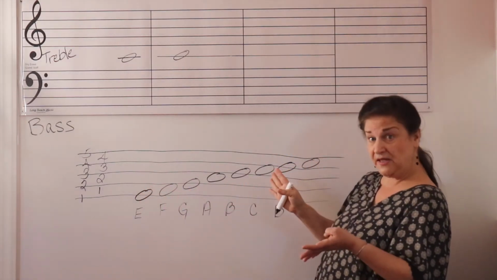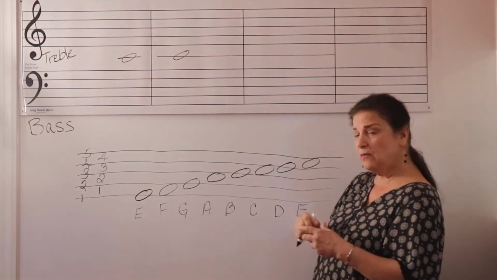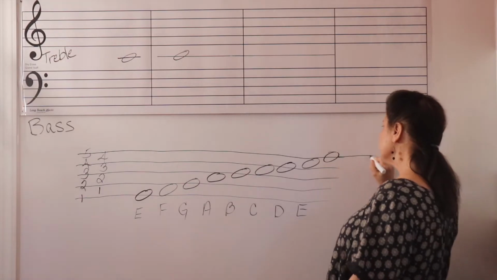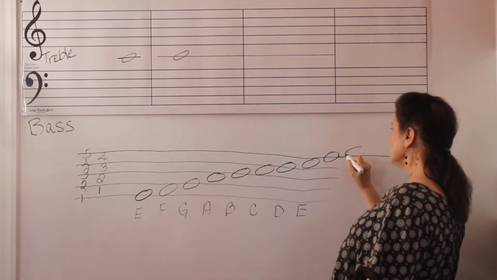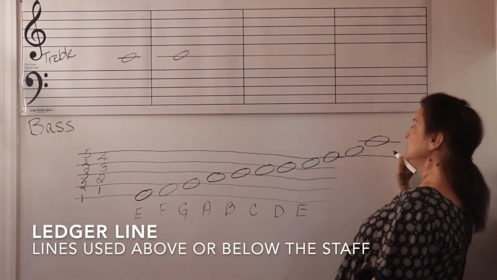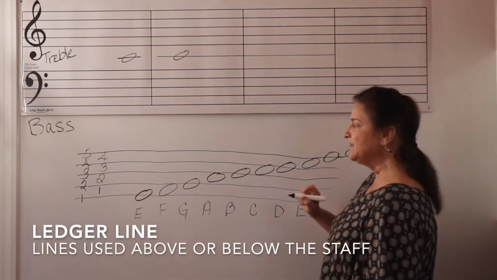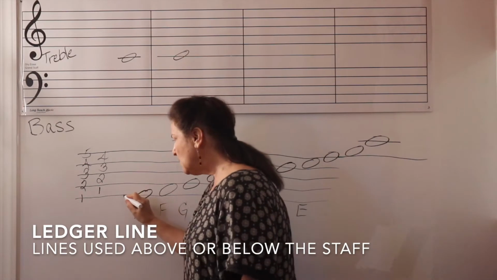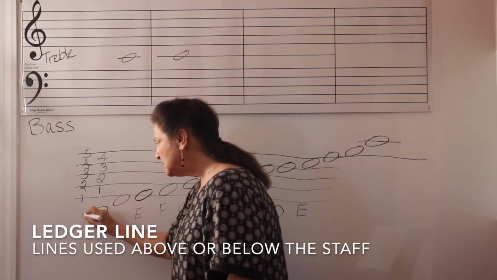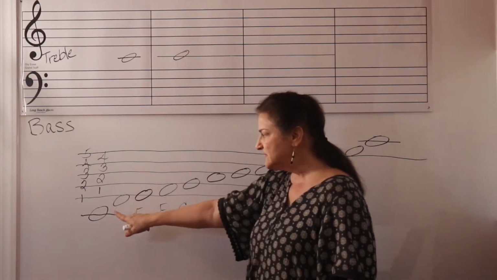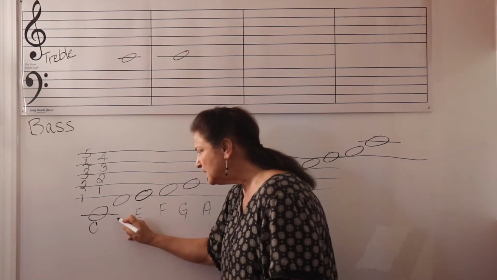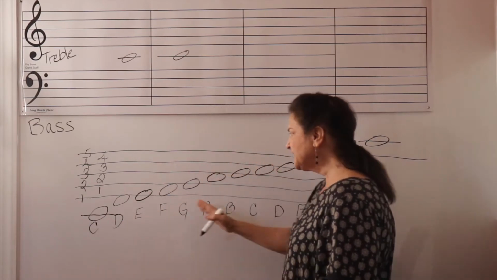We have 88 keys. So for now, if we go higher, we would draw what's called a ledger line to extend the staff either up or down. So this is a line, space, and this is C, D, E, F, G, A, B, C.